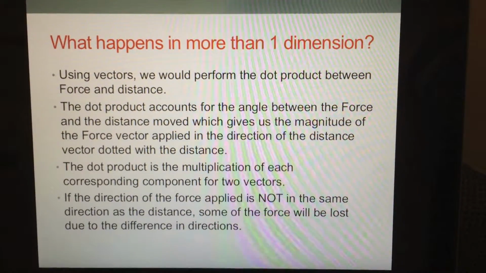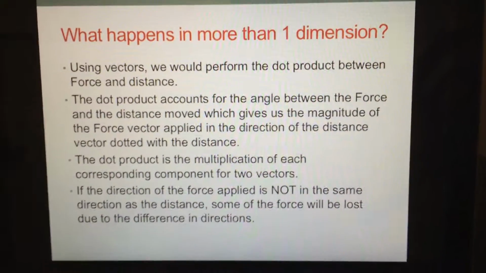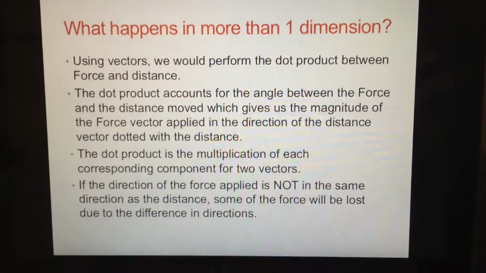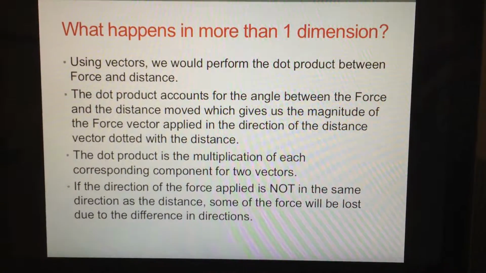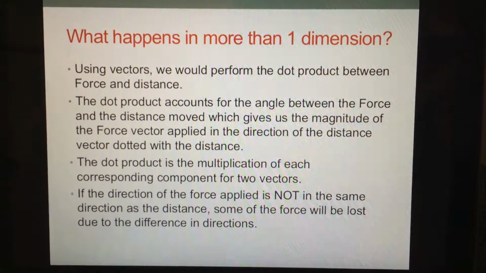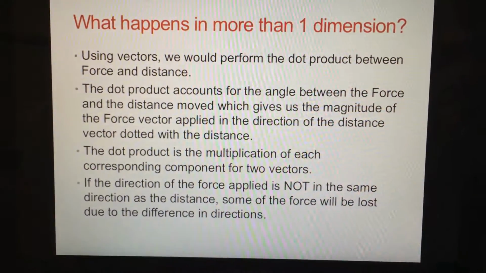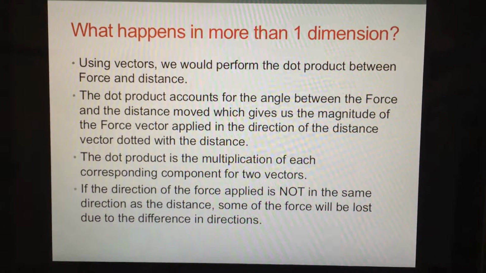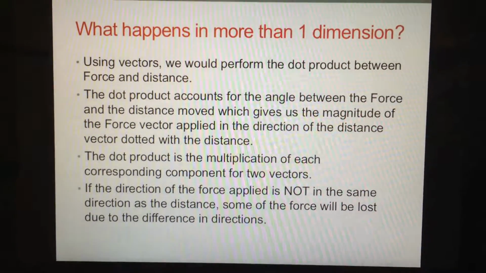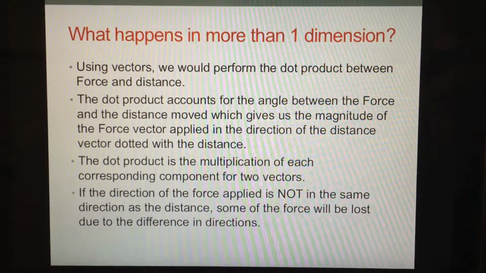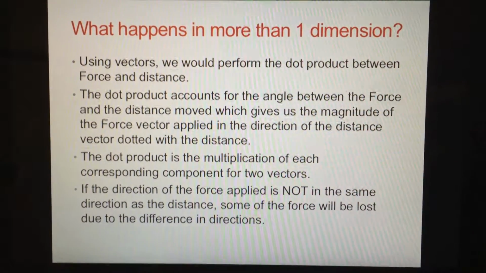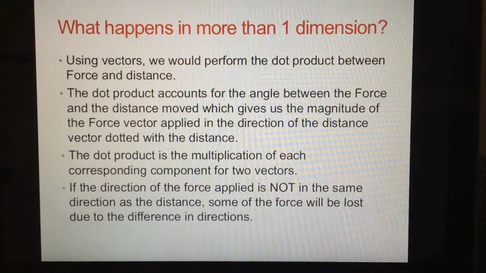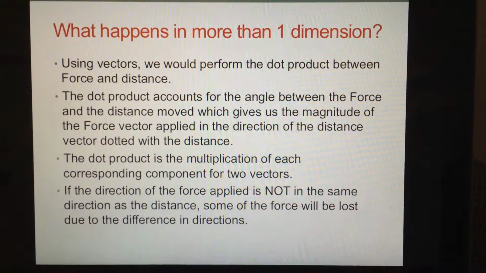All right, so now we're going to talk about what happens if we work in more than one dimension. So in this case, we would use vectors and we would perform the dot product between force and distance. So the dot product accounts for the angle between the force and the distance vector, which gives us the magnitude of the force vector applied in the direction of the distance vector, dotted with the distance, which would give us the work. So the dot product is essentially the multiplication of each corresponding component for two vectors.